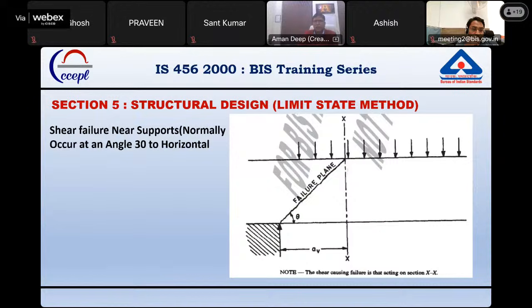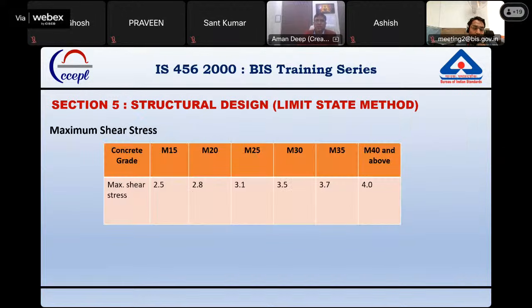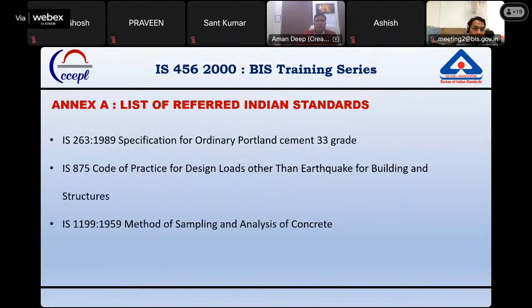So these are again some values of how shear works, and shear generally has an angle of 30 degree. In normal designs, we consider 45 degree. So maximum shear stress values we have considered.